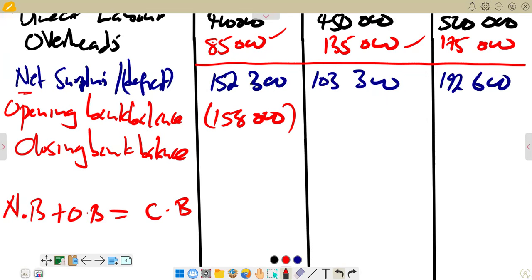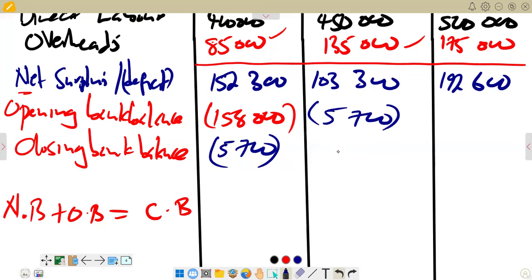We are saying 152,300 minus 158,000. Then obviously the figure that we are going to get is a negative one, which is negative 5,700. So here we're getting 5,700 as a negative. This one again is going to be the opening for the following month. So here we are going to say 5,700 again, and we put it as a negative. So we're going to say 103,300 minus 5,700. Then we get 97,600.